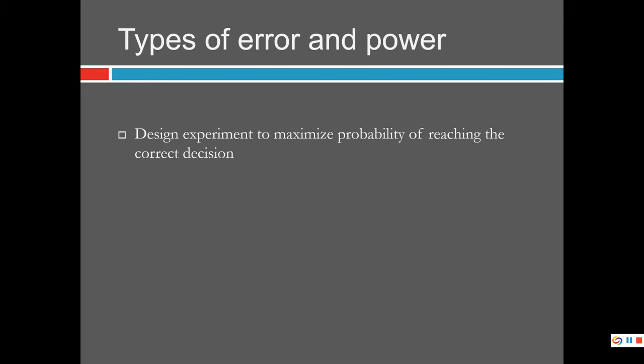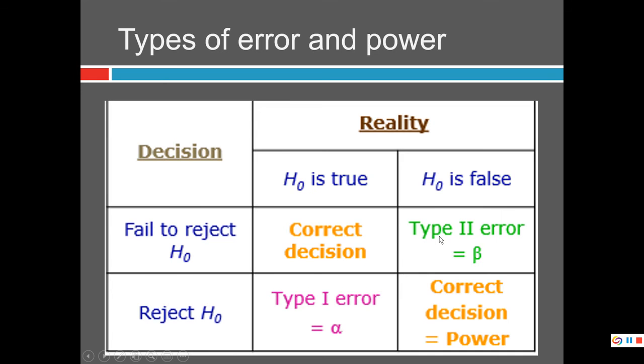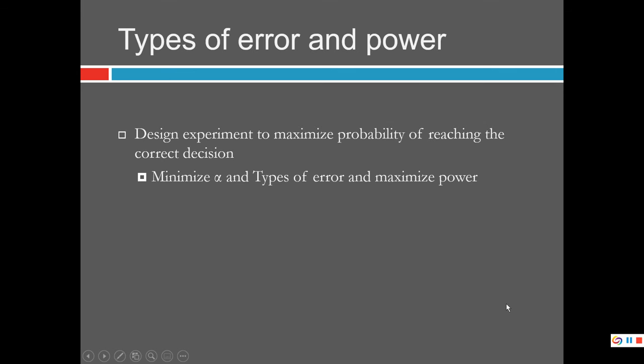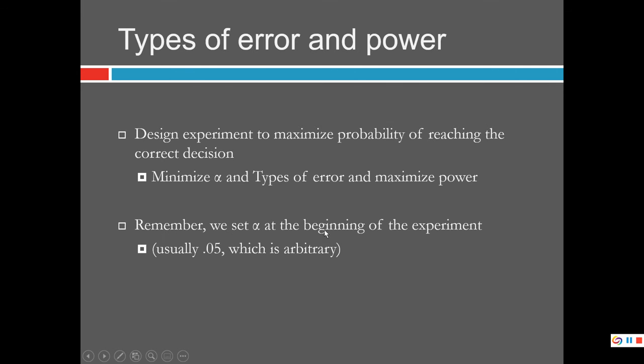When you're designing a study, though, what you're hoping to do is maximize the chance that you are making a correct decision rather than making one of these errors, a type 1 or type 2 error. You want to make these correct decisions. So when you're trying to do this, you are trying to make alpha as small as possible, but you also don't want to make it impossible for you to detect an effect.